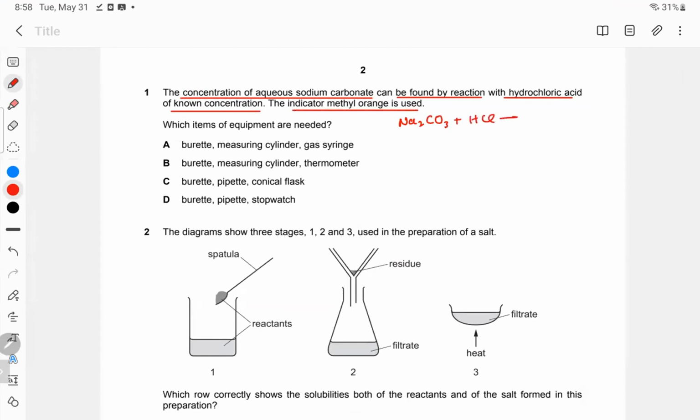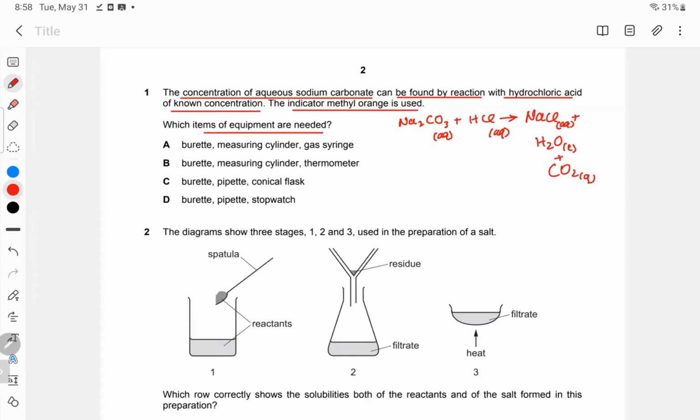And if you recall what products we will get, both are aqueous because both are water soluble, and we will get NaCl aqueous plus H2O, that is a liquid, and carbon dioxide, that is a gas. So which items of equipment are needed?